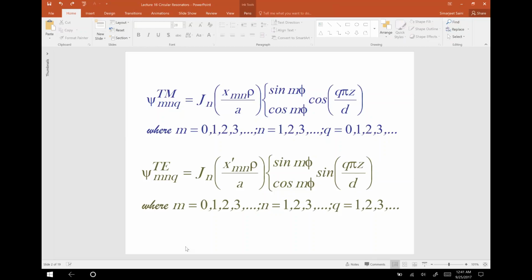So for most of the designs, for most of the applications, we actually go for the TE011 mode. It has the highest Q. It is not the most dominant mode. It is actually the fifth order mode for these cavities, however, it has the highest Q because it has the lowest loss, and it's also very easy to excite.